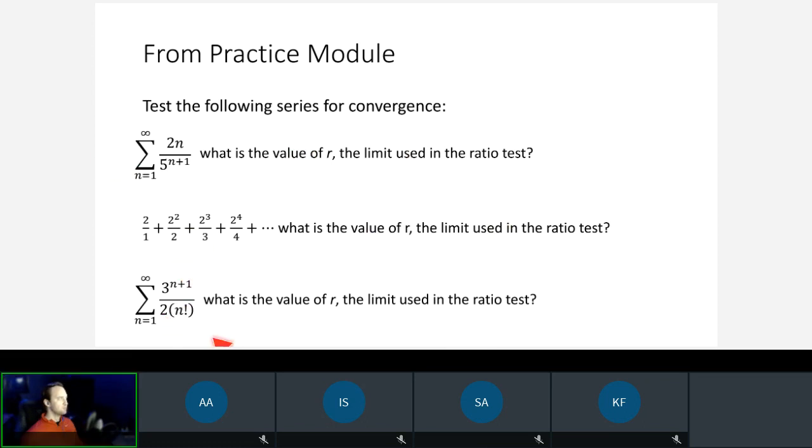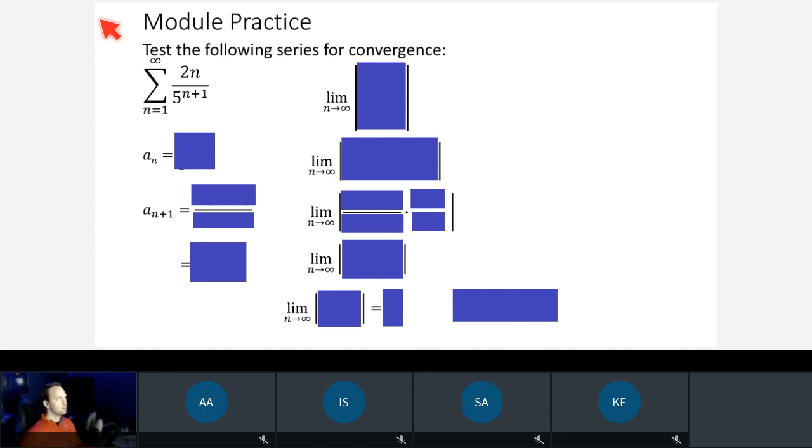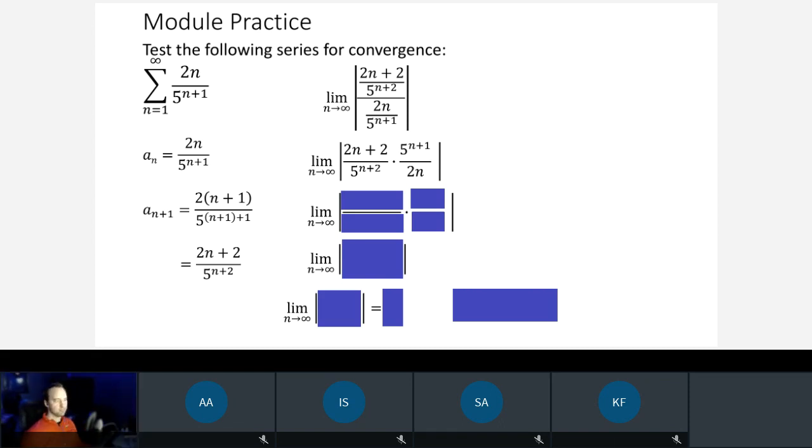But here are my 3 examples. Let's take a look. All right, let's quickly go through these. Sub n, we plug in n plus 1 to all the n variables, and we simplify. We plug it in, flip and multiply. And then this is where we have to actually do some thinking. These are the last three.